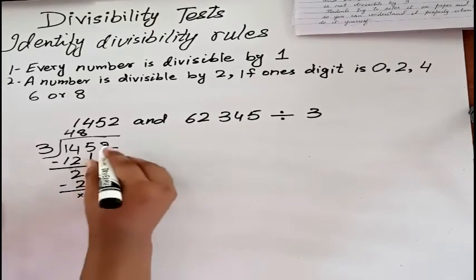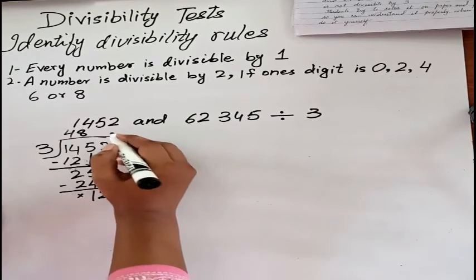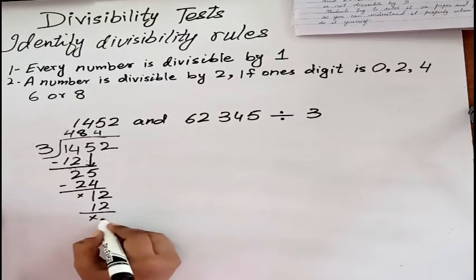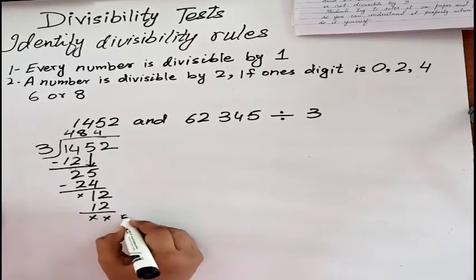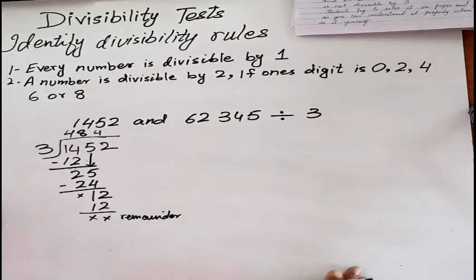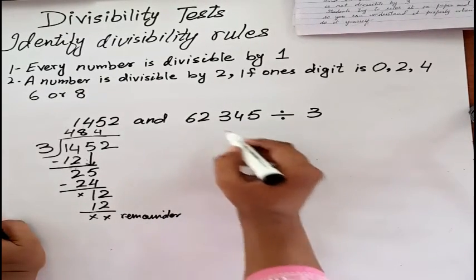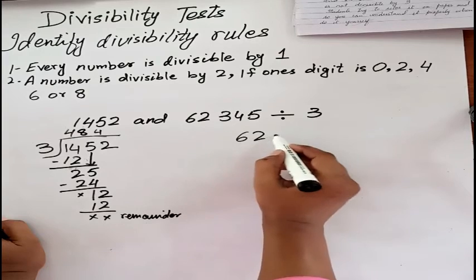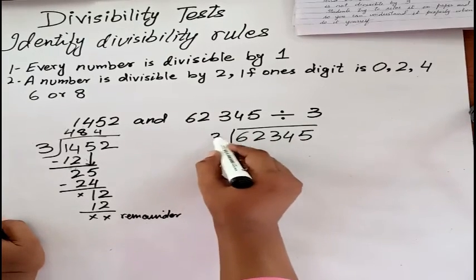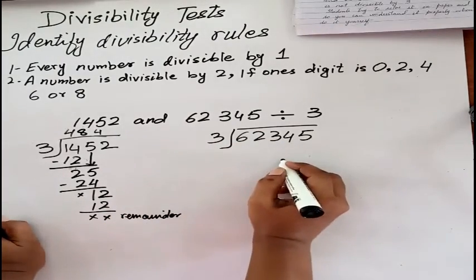One over here and 2 will come here. That will be 3 fours are 12. Remainder is 0. Now we will divide 62,345 with 3. So on, we will carry on the same procedure again.